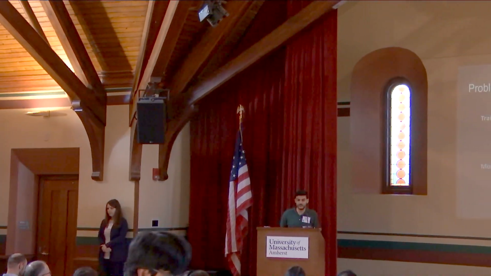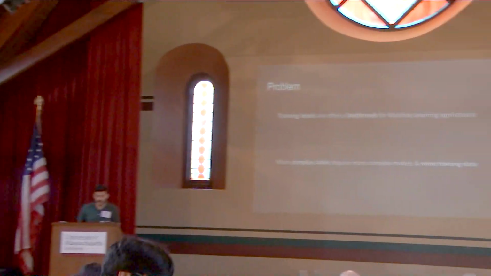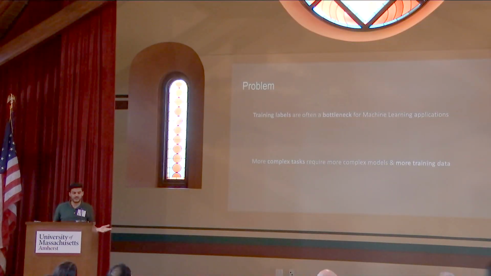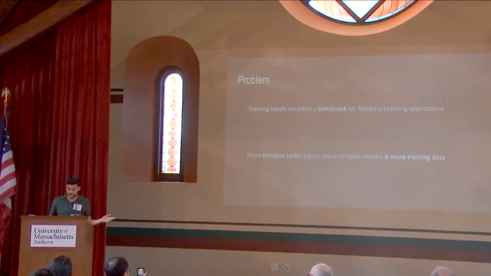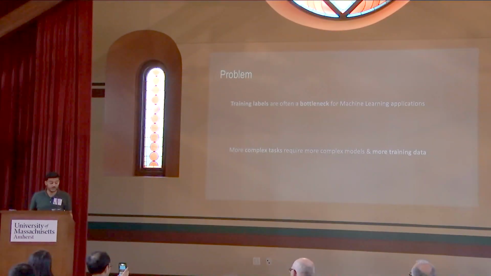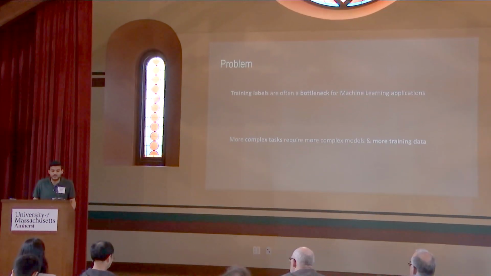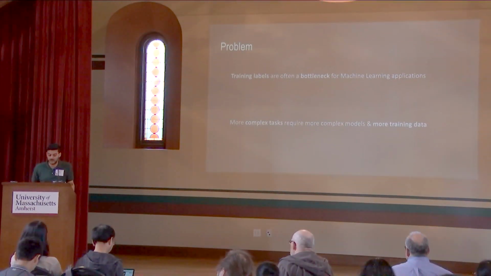What's the main problem that we're trying to solve here? The main problem is that training labels are very hard to acquire for many machine learning applications, especially on relationship extraction in the biomedical sector. And more complex tasks require more complex models and more training data.